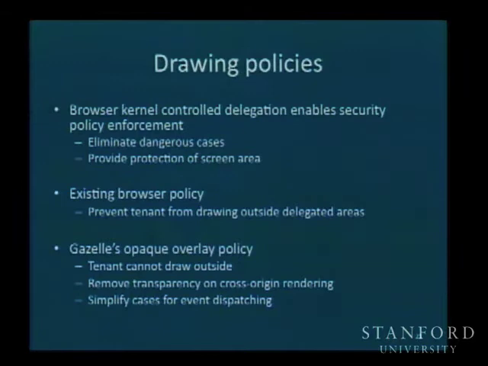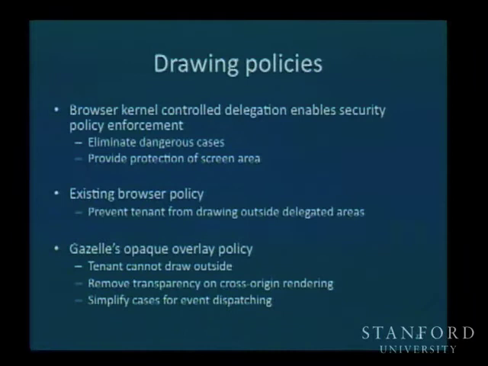It simplifies event dispatching. So Gazelle's opaque overlay policy essentially takes cross-origin content that's being overlaid and says that it can't be transparent. This is a deviation from the standards and the way the current web operates. But we viewed this as a trade-off: we can simplify the case for event dispatching and try to provide a trusted-path-like experience.